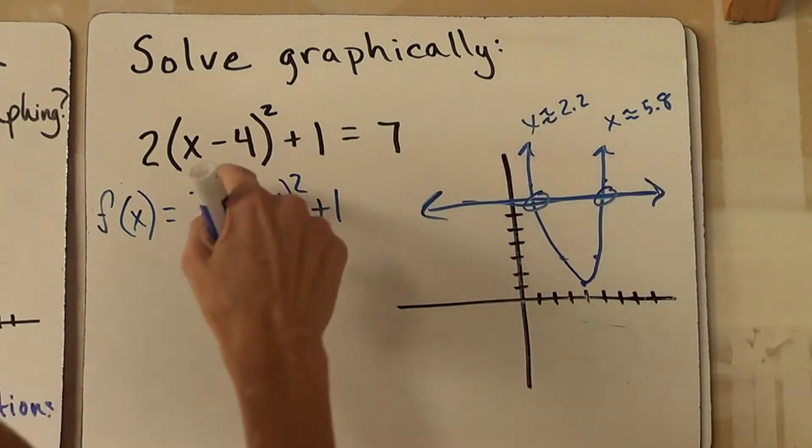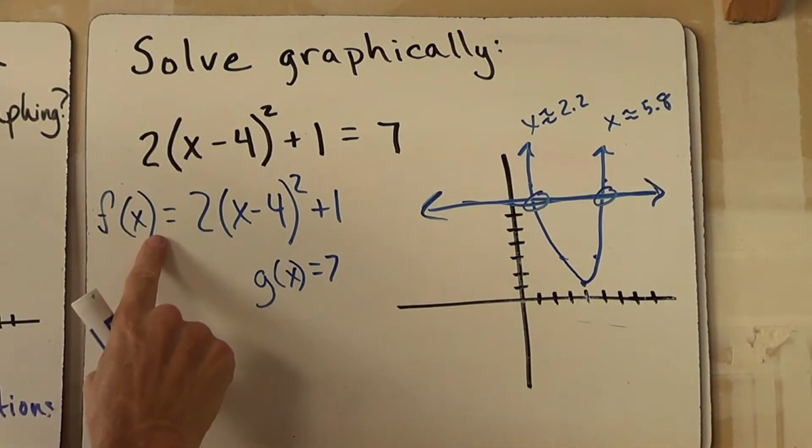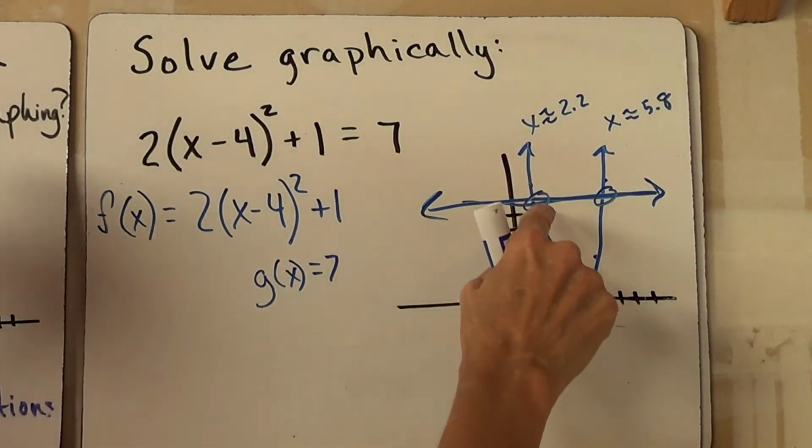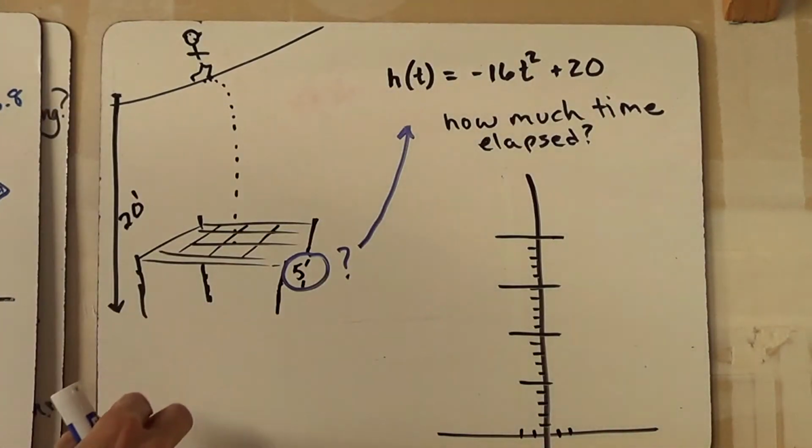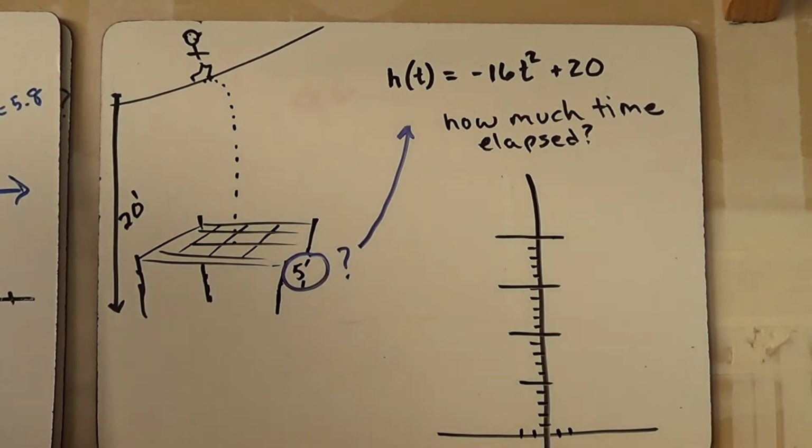You can put those on a graphing calculator, put this in your y1 and that in your y2, take your trace button and find where they actually intersect. That would be a good thing to test yourself. Make sure that you've estimated those well.